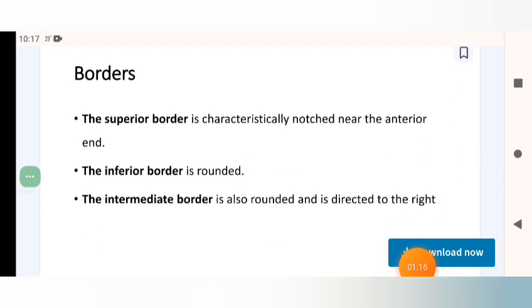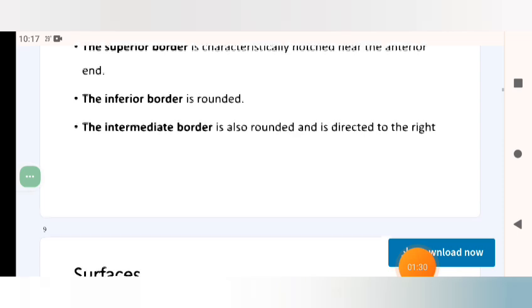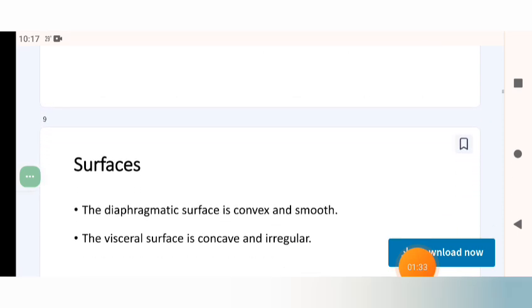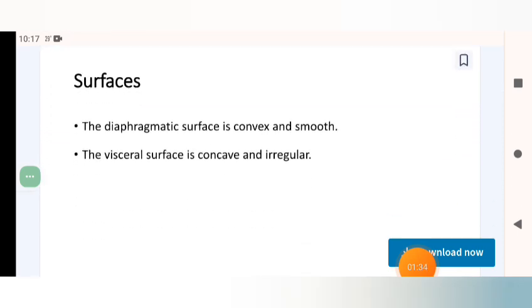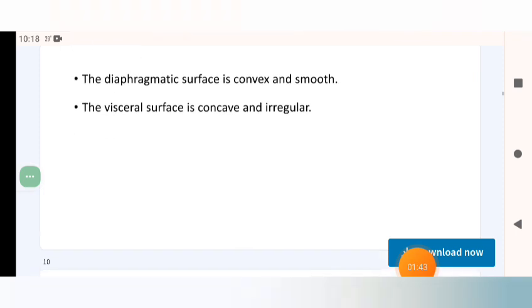Borders. There are three borders: superior border, inferior border, and the intermediate border. The superior border is characteristically notched near the anterior end, and the inferior border is rounded. The intermediate border is also rounded and is directed to the right. Surfaces: the diaphragmatic surface is convex and smooth, and the visceral surface is concave and irregular.